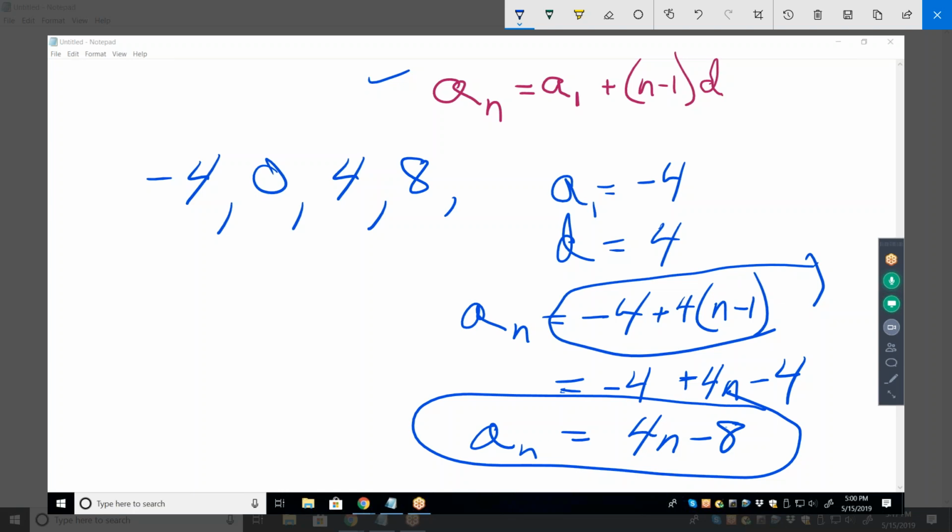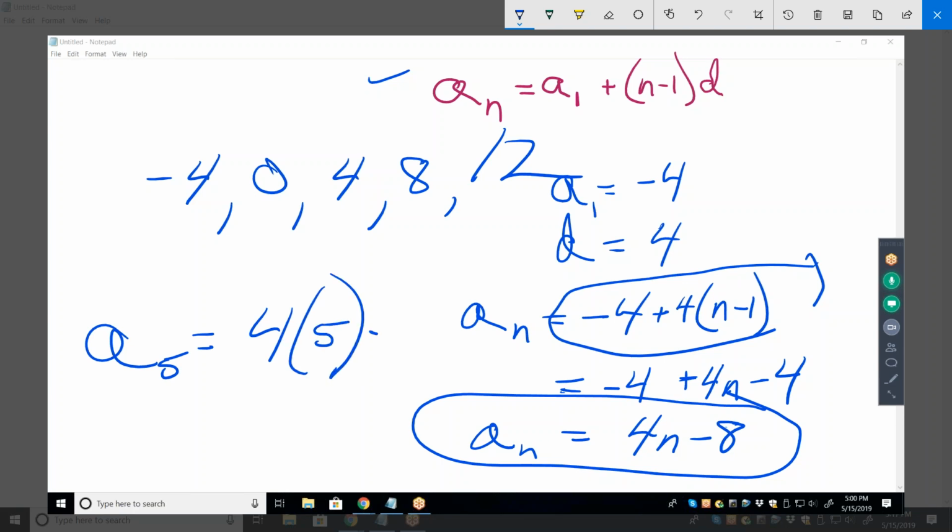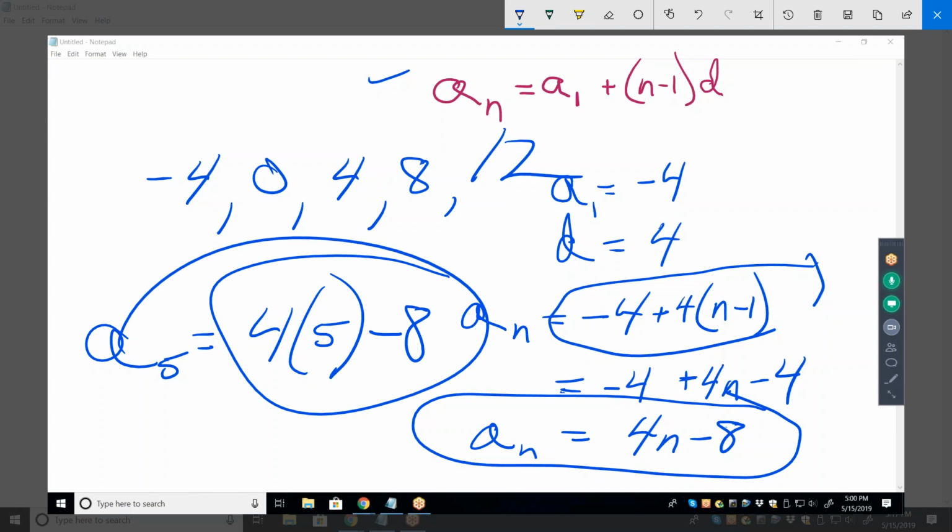12. And what does this tell us the fifth term would be? 12. So that's the check to make sure you've done it correctly. In other words, if this isn't the right answer, you won't get 12 when you do it.